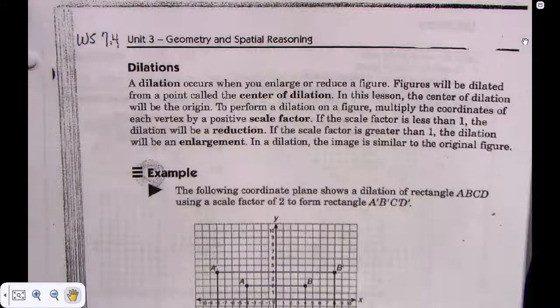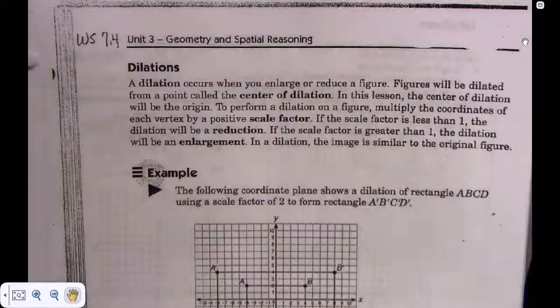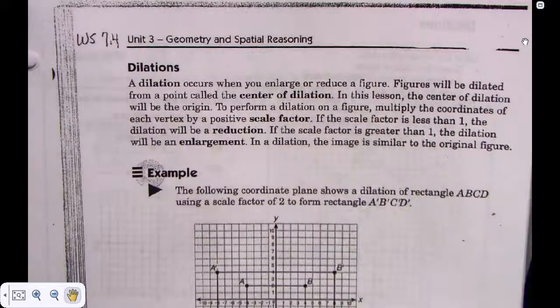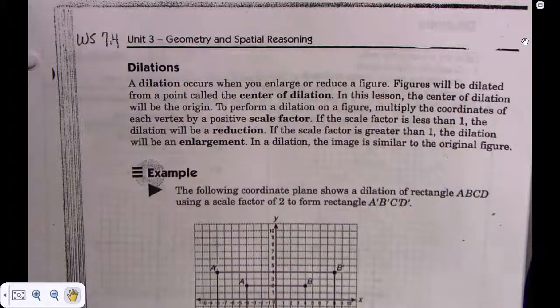But we're going to do it on the coordinate grid. We're going to take figures, pre-images, original figures, and we're going to dilate them. When you go to the eye doctor, some eye doctors sometimes dilate your pupils. They put drops in there so your pupil enlarges and they can see in there if there's anything wrong.